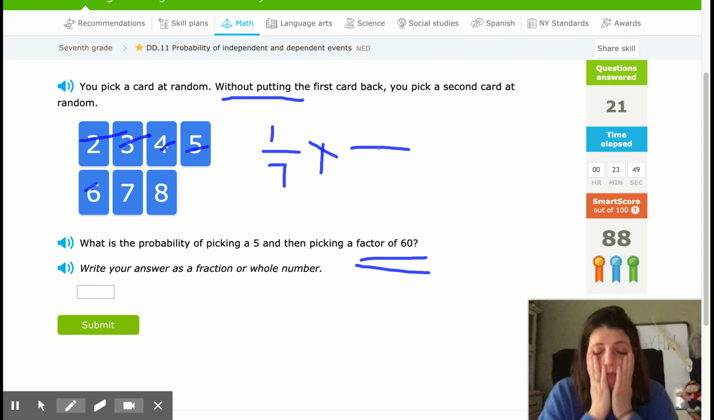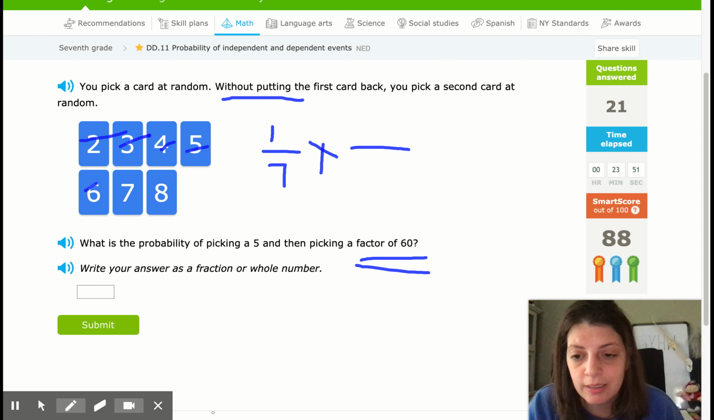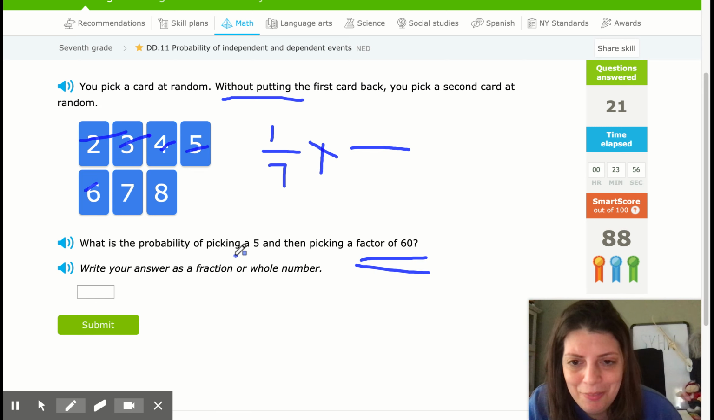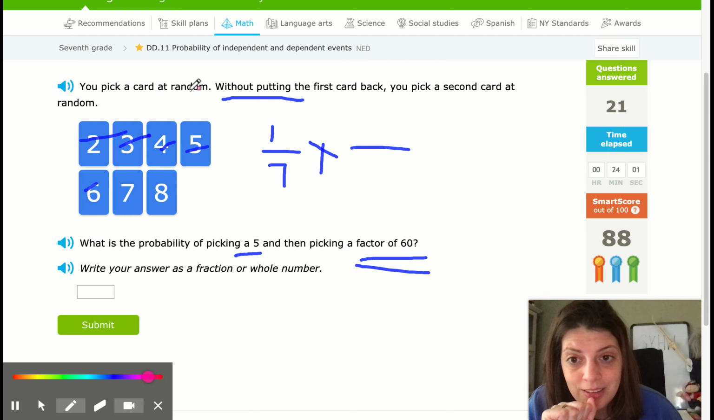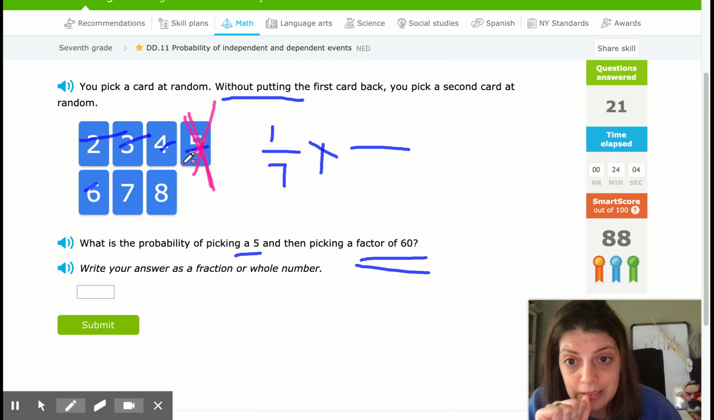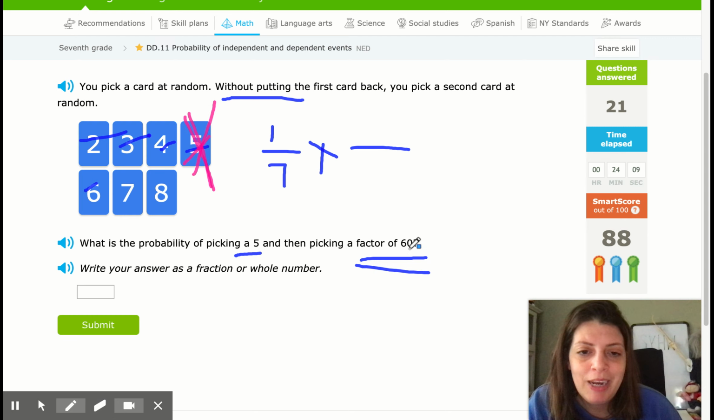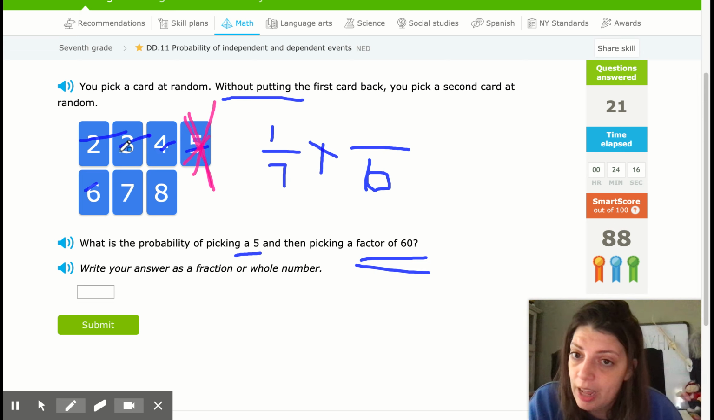Hold on. First of all, look, I might have made a mistake. I need to finish my coffee. Okay. I want to pick a 5, and I'm not putting it back. So that means this 5 is no longer part of the pile. You're not going to fool me. So even though I want to pick a factor of 60, I am not including the 5 because that is not in the pile. So there are 6 left. And 2 is a factor of 60, 3 is a factor of 60, 4 is, and 6 is.